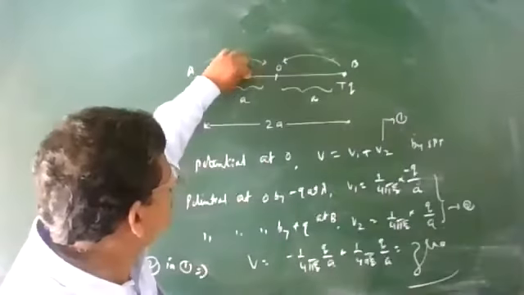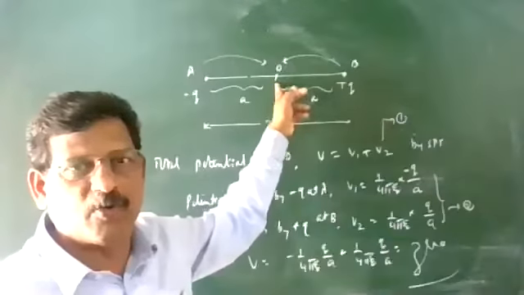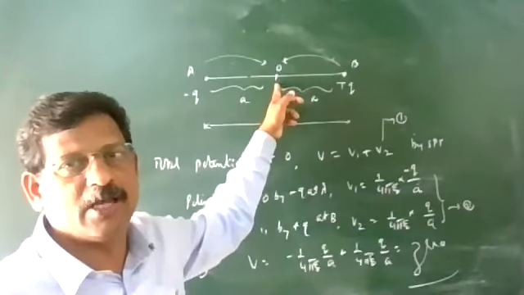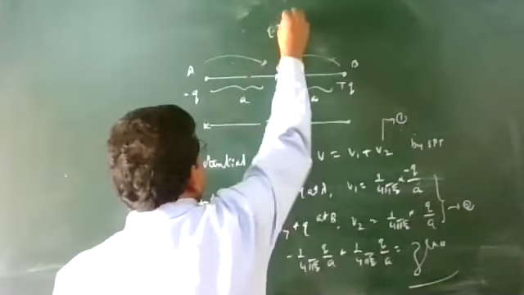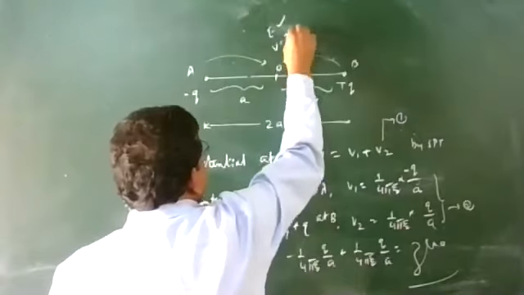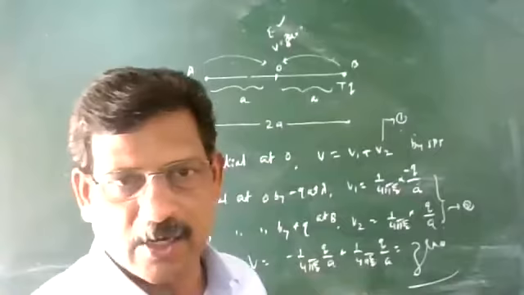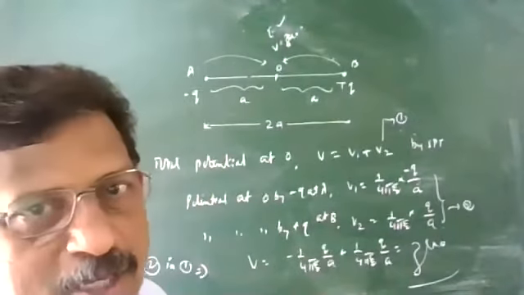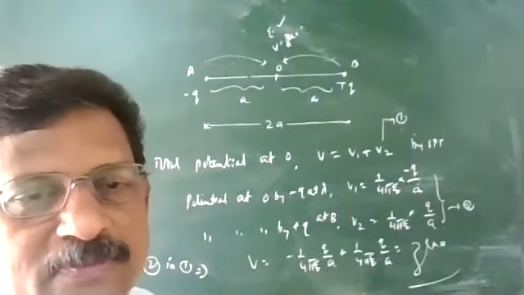Minus Q charge will exert a force, plus Q charge will exert a force. There will be a net electric field at the point. We have already calculated. So at the midpoint, electric field is existing, but potential is equal to zero. You may get a numerical one mark question. Is there any condition where electric field is existing but potential is equal to 0? This is the case.